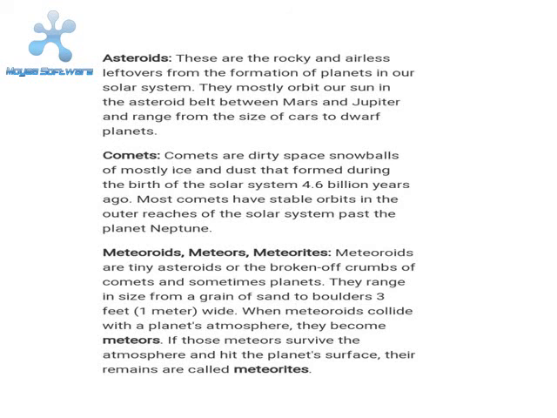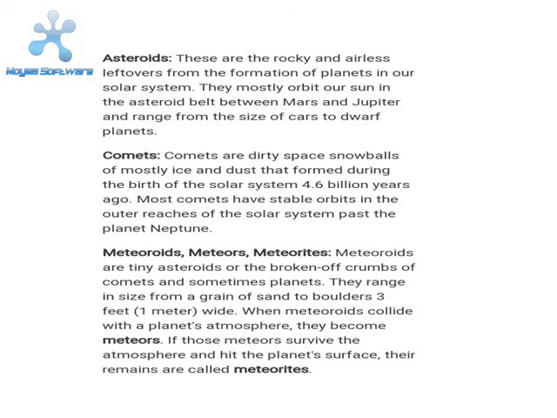Now the comets. Comets are dirty space snowballs of mostly ice and dust, and they formed during the birth of the solar system 4.6 billion years ago. Most comets have stable orbits in the outer reaches of the solar system past the planet Neptune.